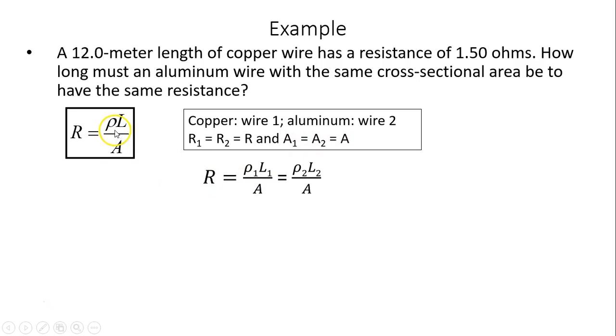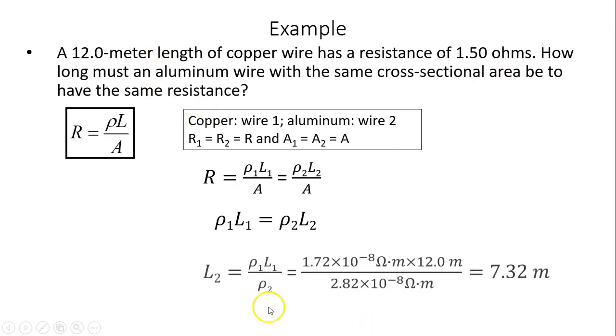That means the resistivity of the copper wire times the length of the copper wire has to equal the resistivity of the aluminum wire times the length of the aluminum wire. From the reference table, we can find the resistivity for copper and aluminum. We know the length of the copper wire already, so we have to find L2. L2 equals rho 1 L1 divided by rho 2. These are in your reference table. Your answer should be 7.32 meters. It's much shorter. That is because the aluminum wire has a bigger resistivity.